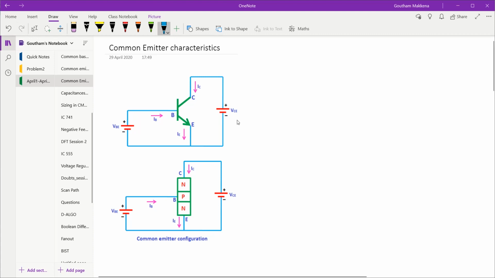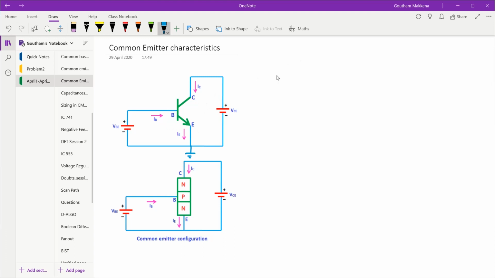Yeah, so in this video we'll discuss the common emitter characteristics. Like in the common base characteristics, the base was grounded and it was common between input and output. In common emitter characteristics, your emitter would be grounded and it would be common between input and output. So let us try to analyze what the input voltages and currents are and what the output voltages and currents are.